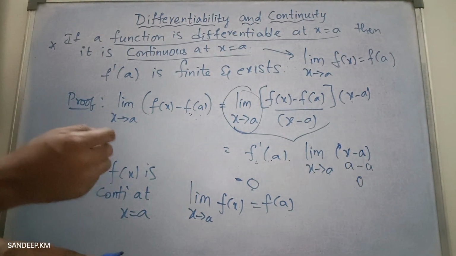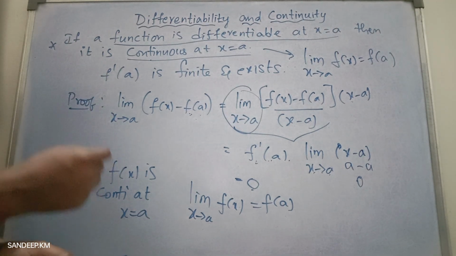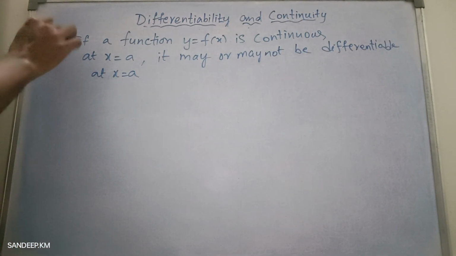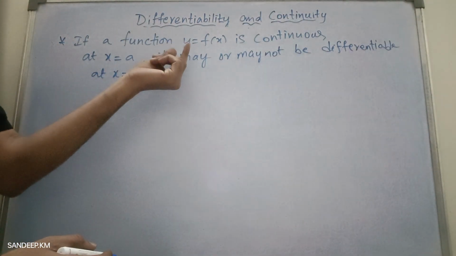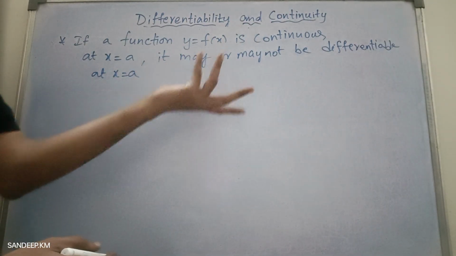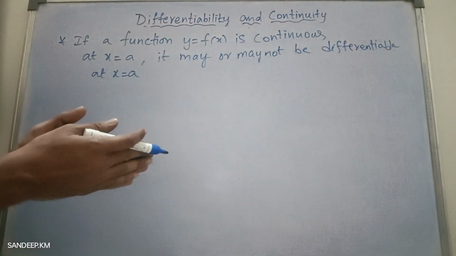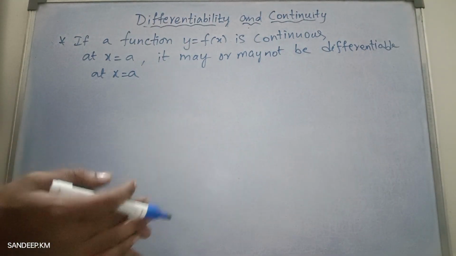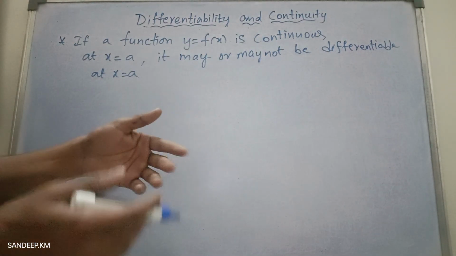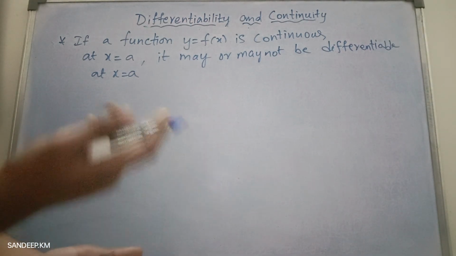And let me take an example to prove that even though the function is continuous at x equal to a, it is not differentiable. Okay, let me write that statement. So look at this statement. If the function y equal to f of x is continuous at x equal to a, it may or may not be differentiable at x equal to a. So we cannot guarantee differentiability. When a function is continuous, we cannot guarantee the differentiability. So a continuous function may be differentiable at x equal to a or may not be differentiable at x equal to a. We can find examples where it is differentiable.